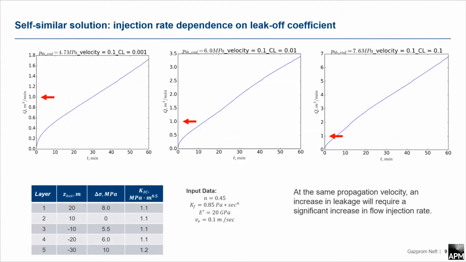So let's check how the injection rate depends on the leak-off coefficient. As you see for these pictures, at the same propagation velocity, an increase in leakage will require a significant increase in the injection flow rate.